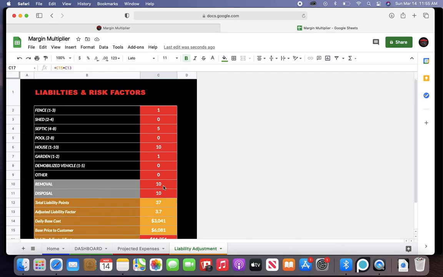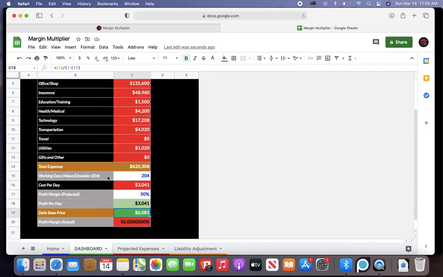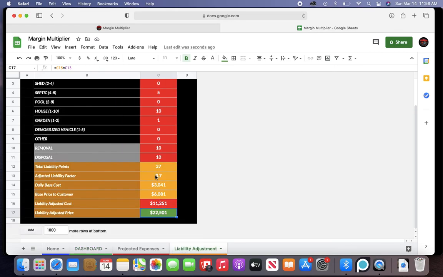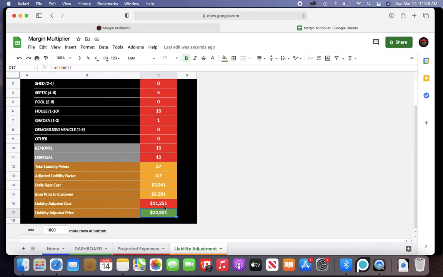So you go and you factor in all of your expenses, and then you figure in how many working days, what your profit margin is going to be. That's going to give you this number, the cost per day, as well as the daily price per day. These are the numbers that you got to hit to cover your costs, and then to make a 50% margin, which is going to be this figure right here. Then over here, these are all job specific, so this is all going to be factoring in all the liabilities, and then this is going to give you your window of what to bill that customer. So you could be anywhere in here, and you know that you're going to be profitable.